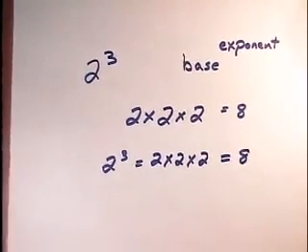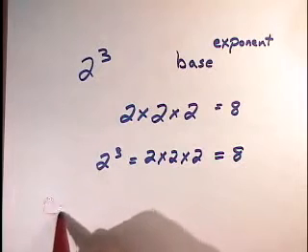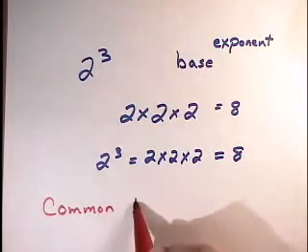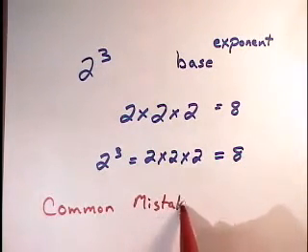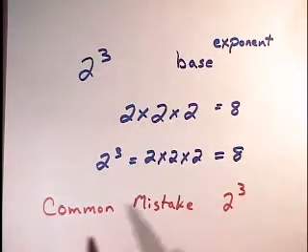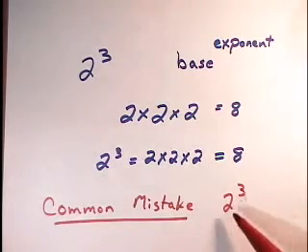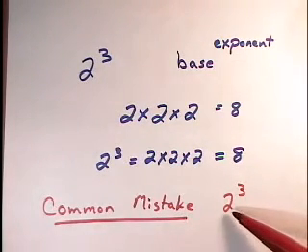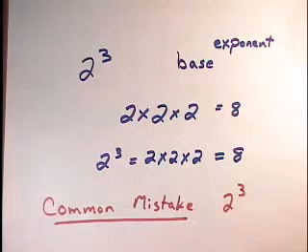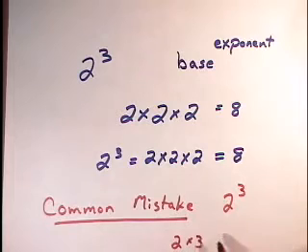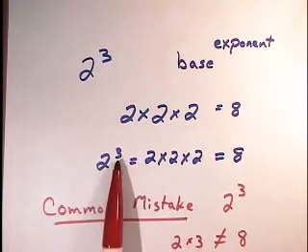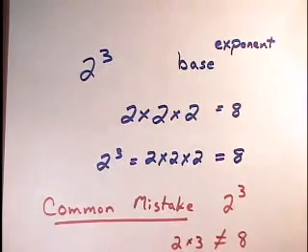Now I said this kind of problem is where some people make a very common mistake. So be very careful when you see something like 2 to the 3rd power. The mistake that people make is they remember that exponents have something to do with multiplication, so they say, well, I'll take 2 times 3 and get 6. Taking the base times the exponent is not the same, because 2 times 3 does not equal the 8 that we just found 2 to the 3rd power to be.